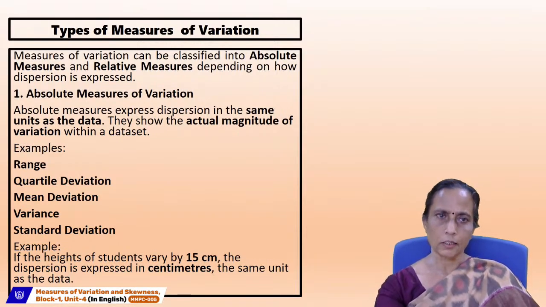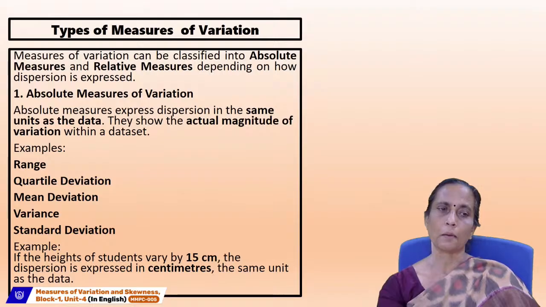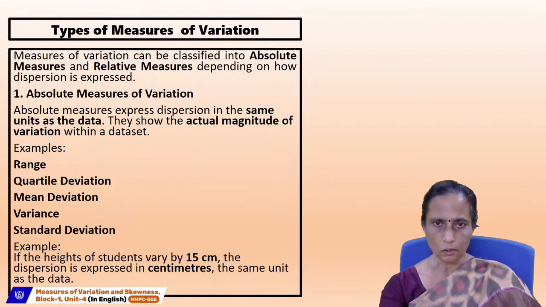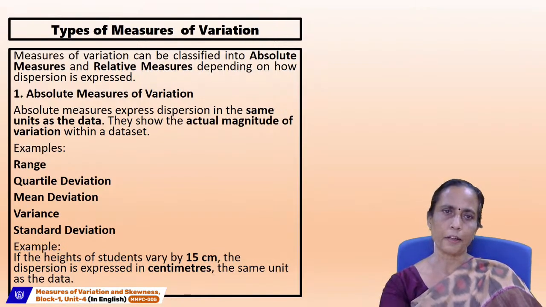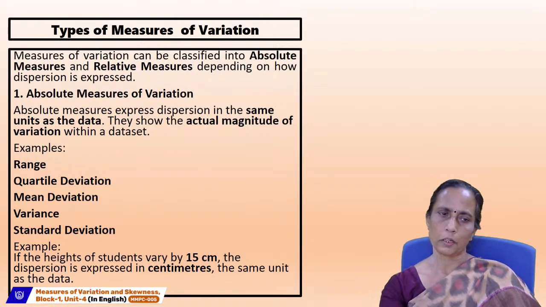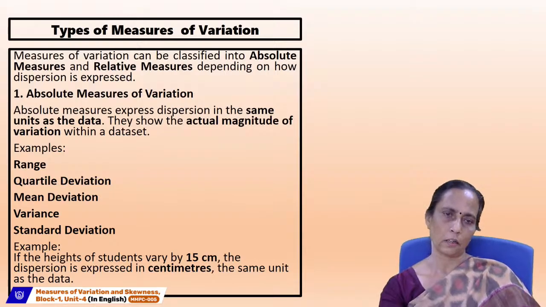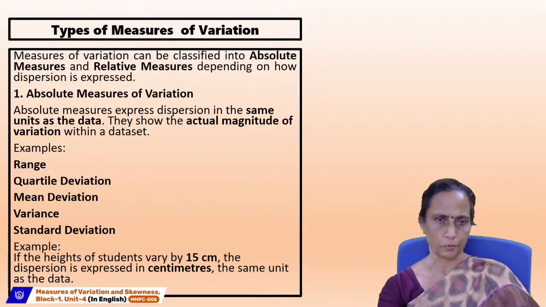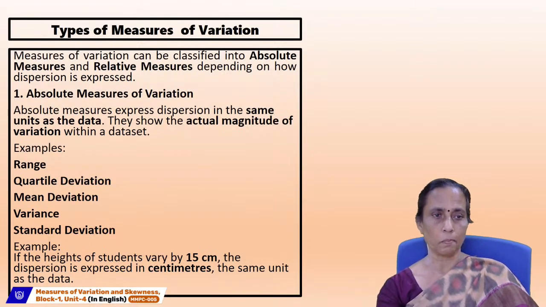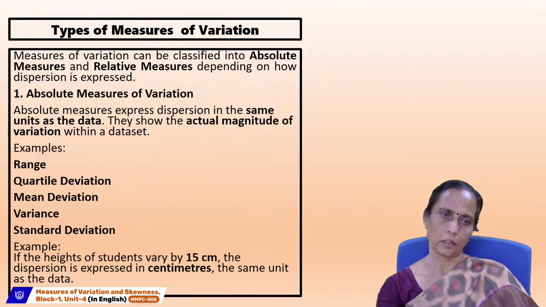So here there are several measures of variation which can be classified into basically two. One is absolute measures of variation and one is relative measures of variation. Absolute measures express dispersion in the same units as the data. That means if your data is in tons, then your absolute measure will be in tons, and if it is in kilometers, then it will be in kilometers, and so on and so forth. So they show the actual magnitude of variation within a data set.